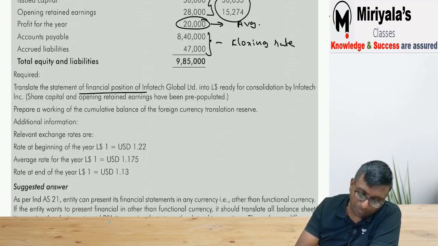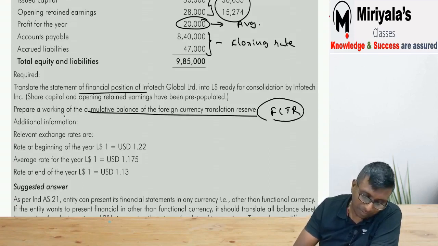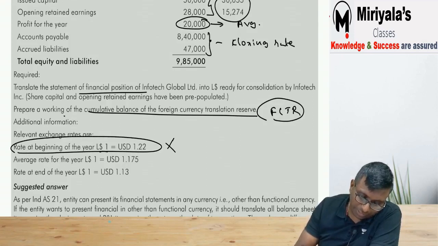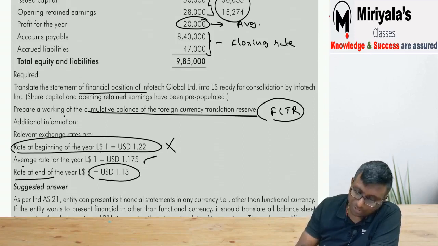That's it. Prepare the working for the cumulative balance of the foreign currency translation reserve, FCTR. A balance obviously will come to FCTR. Relevant exchange rates are the rate at the beginning of the year, correct? Now this is the opening rate. You don't need it actually. Okay, next, average rate required. Rate at the end of the year very much required.